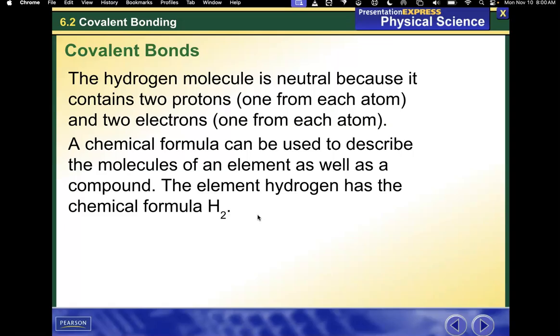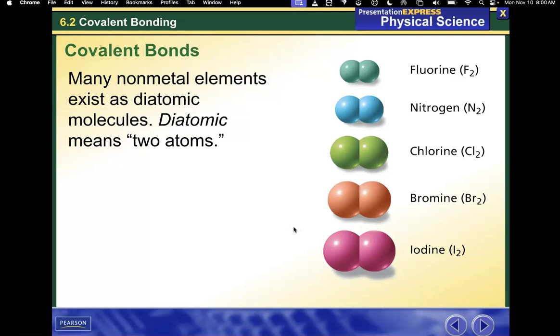The hydrogen molecule is neutral because it contains two protons, one from each atom, and two electrons, one from each atom. A chemical formula can be used to describe the molecules of an element as well as a compound. The element hydrogen has the chemical formula H2. Many nonmetallic elements exist as diatomic molecules. Diatomic means two atoms. Fluorine, nitrogen, chlorine, bromine, and iodine are just a few of those that do that.